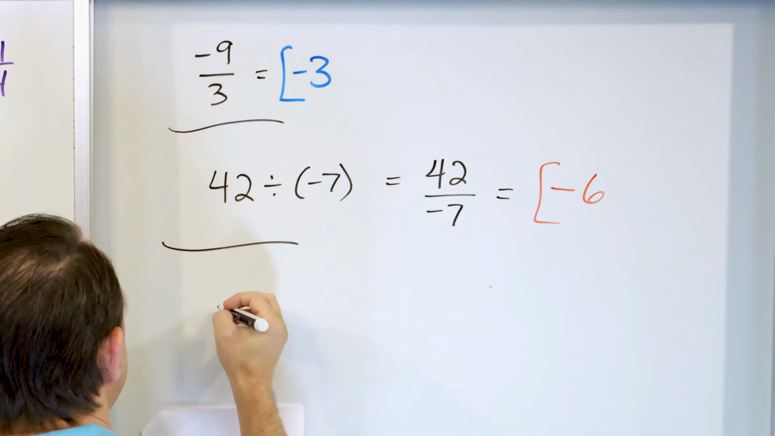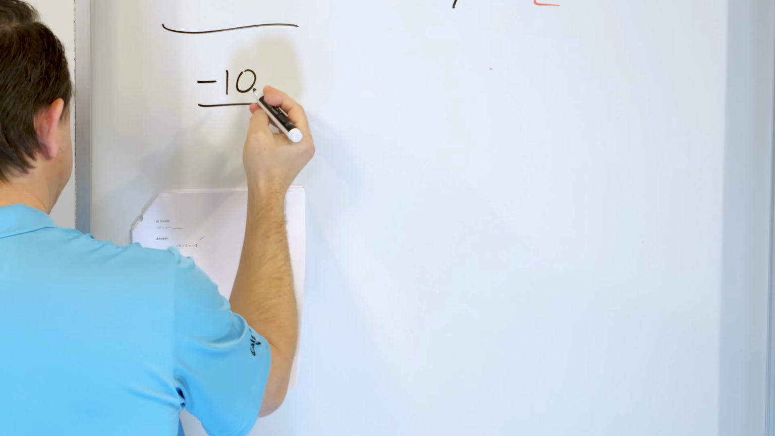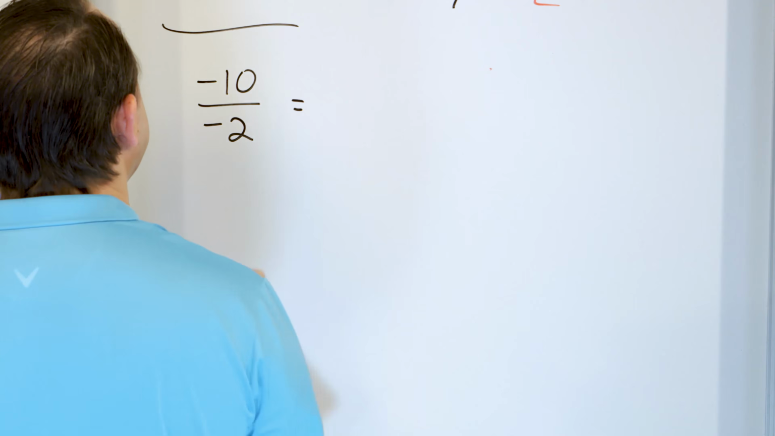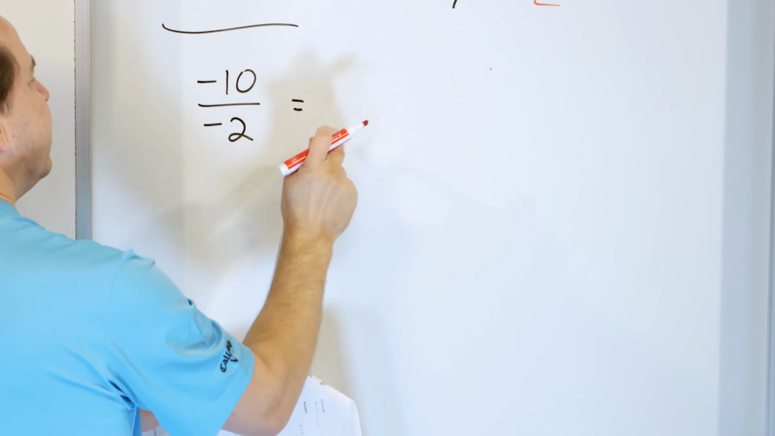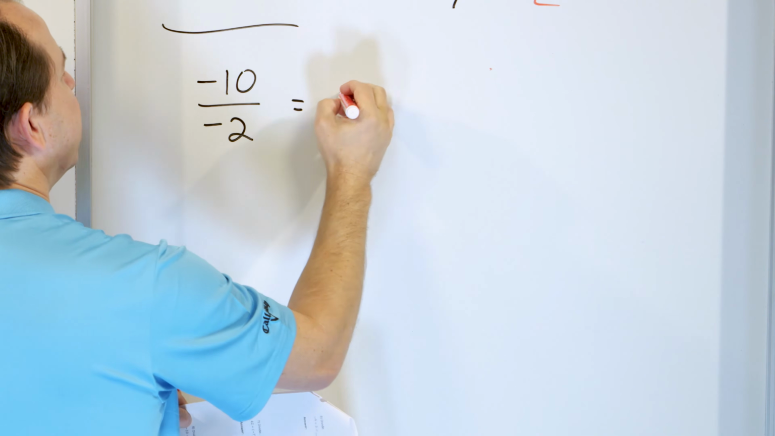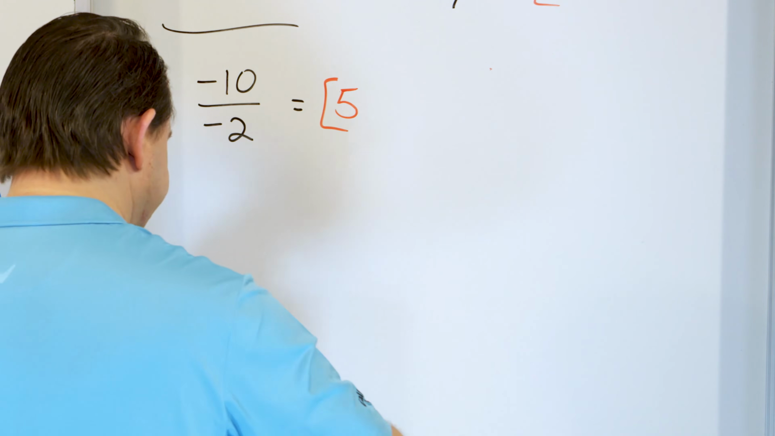All right, what about negative 10 divided by negative 2? Negative 10 divided by negative 2. So we have negative divided by negative. It's a positive answer. 10 divided by 2 is 5. So it's actually a positive 5.